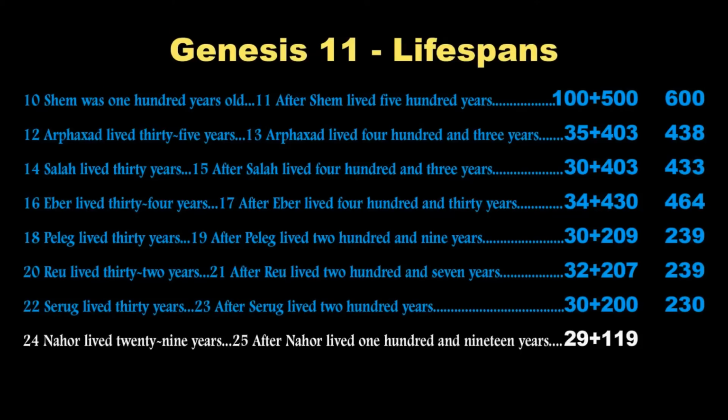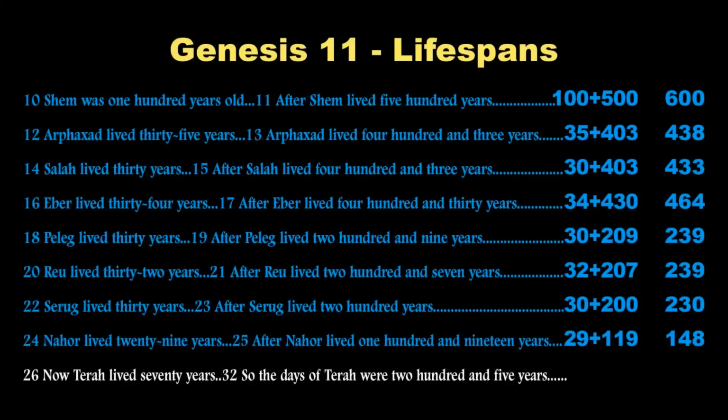Then Nahor the first lived 29 years and had Terah, then lived 119 years afterwards for a total of 148 years. Lastly, we come to Terah. Verse 26 only mentions the age of when he had children, 70 years. But if you skip down to verse 32, you'll see that he lived 205 years of age when he died. So you can put that into the format above, 70 plus 135 for a total of 205 years.